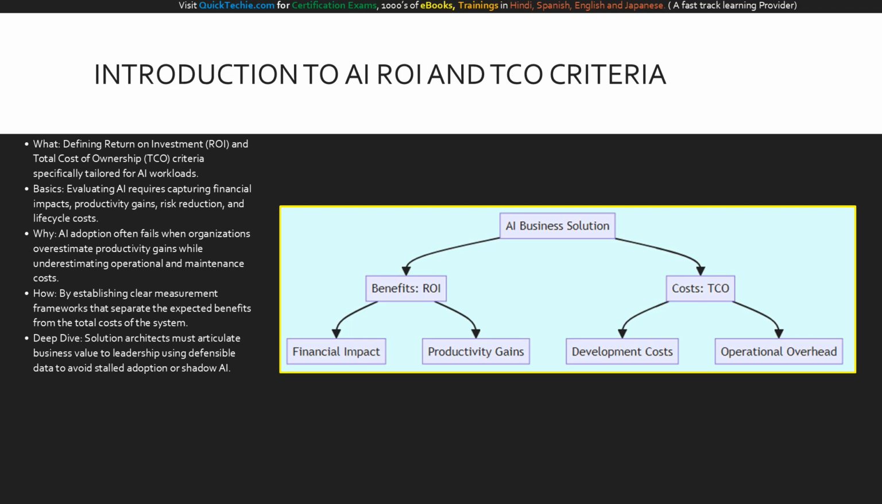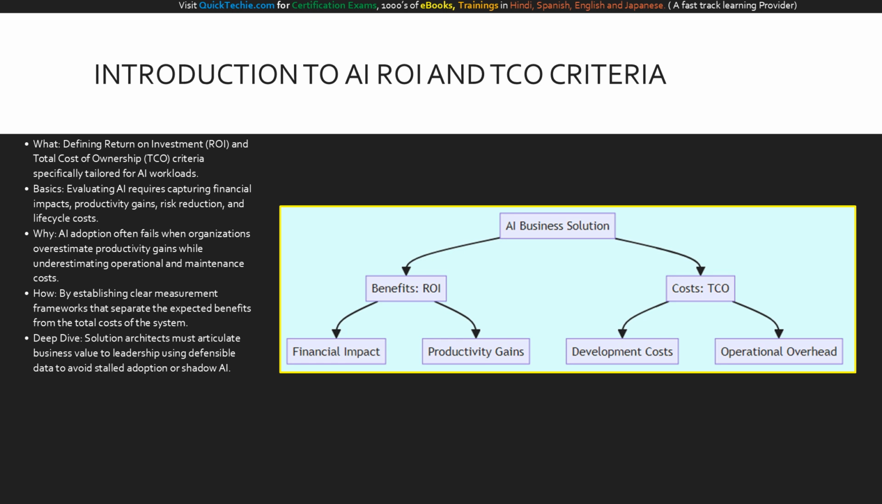When evaluating AI-powered business solutions, whether they are Copilot Studio agents, Microsoft 365 Copilot extensions, or custom AI workflows, your main focus must be on selecting rigorous return on investment, or ROI, criteria alongside the total cost of ownership, or TCO. What exactly does this mean? It means looking beyond the initial excitement of AI and capturing real financial impacts, productivity gains, and long-term costs.